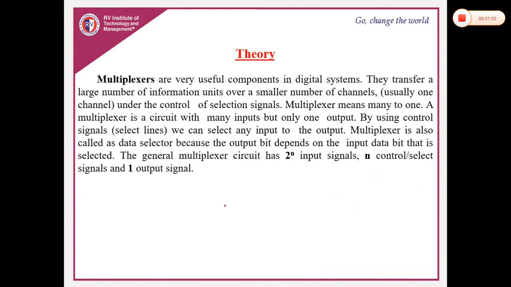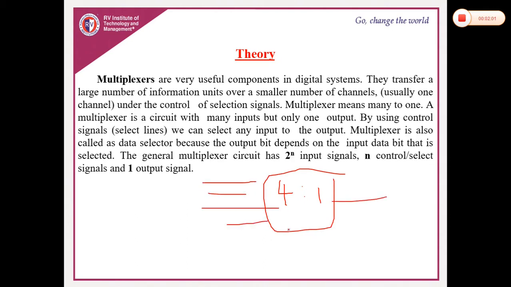For example, whenever we take n as 2, so 2 power 2 is 4, a 4:1 multiplexer. Where we have 4 inputs, 1 output and 2 select inputs, because it is nothing but 2 power 2, where this power 2 is nothing but select inputs, 2 select inputs. So S0 and S1, depending upon the select inputs we can select the output.